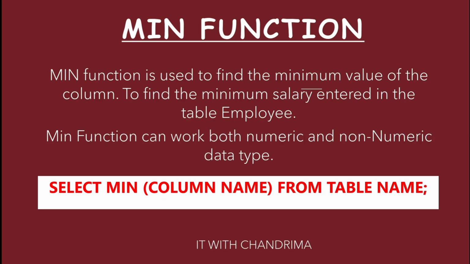Now we have the minimum function. The SQL min function returns the smallest value in the column. It can be used with various data types. The min function can be used with the distinct keyword to return the minimum value among the unique values in a column. The syntax for the min function is select min(column name) from table name. Min function can work on both numeric and non-numeric data types.